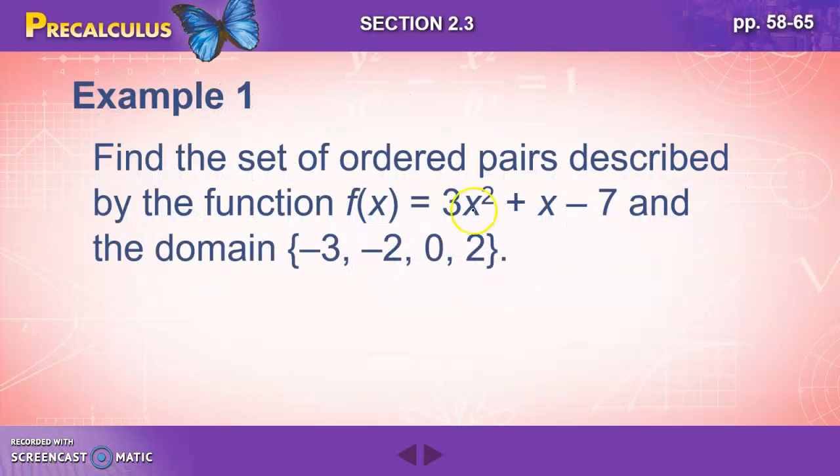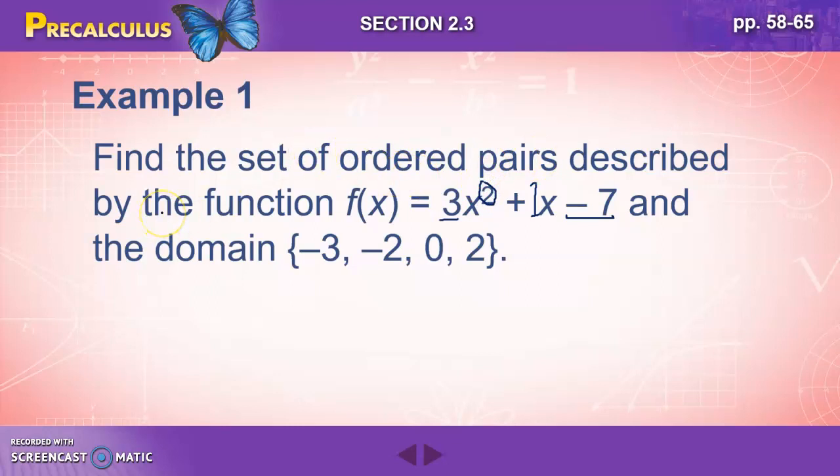So let's take a look. Here's a quadratic function. We've got our a, which is 3, our b, which is 1. You don't have to write it, we know it's assumed here. And our c, our constant term, is -7. And we've got this square exponent here, so we know it's a quadratic function.